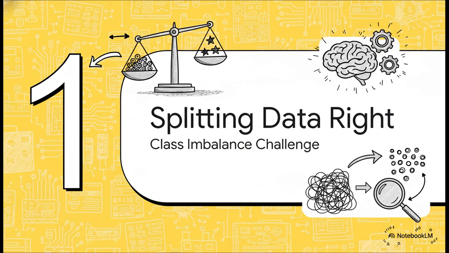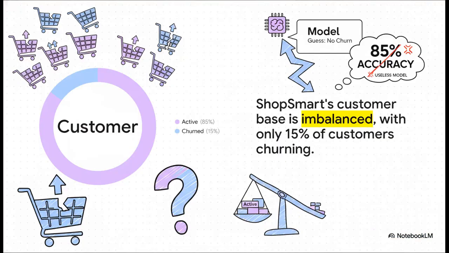The very first thing a production script does, right after it loads the data, is get it ready for training. And for ShopSmart, this means immediately facing one of the most classic challenges in all of machine learning, class imbalance. And here's the problem in a nutshell. Look at this. Only 15% of ShopSmart's customers are in that churned category. Now, if you just split your data randomly, you could easily end up with a test set that has almost no churners in it. Your model could just guess not churned every single time and score an 85% accuracy, which of course makes it completely useless in the real world.